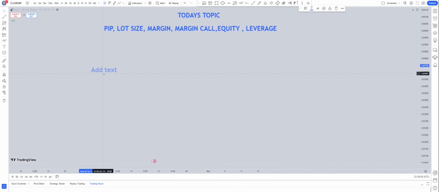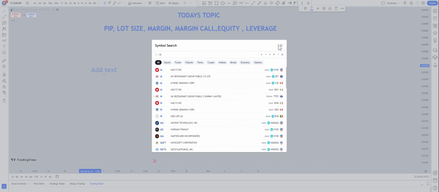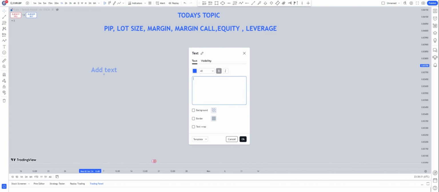So the term margin is a very, very important term in the financial market. So what does margin simply mean? Margin talks about the amount which your broker wants you to have in your account while taking trades.